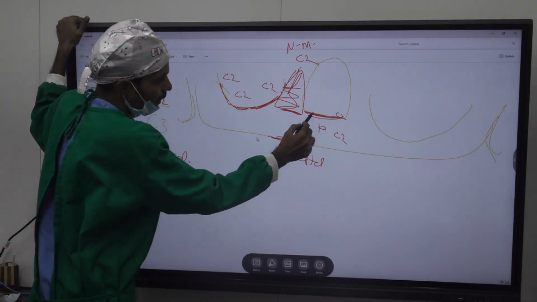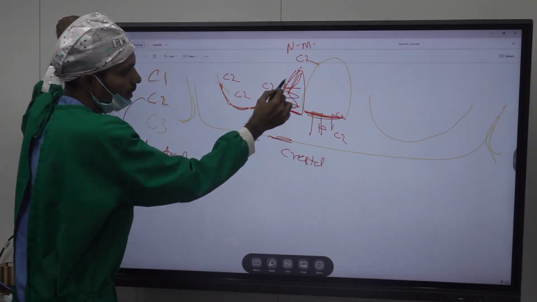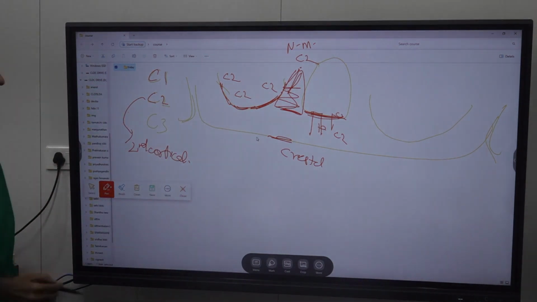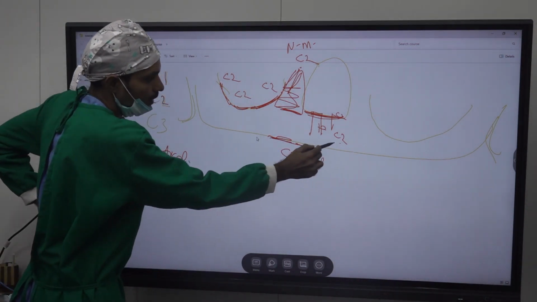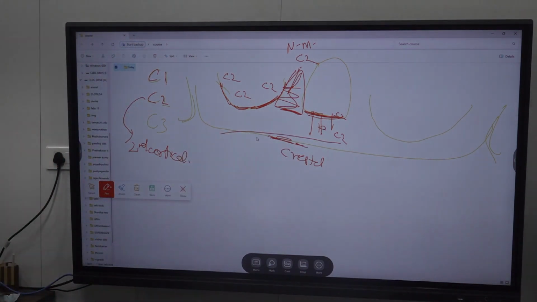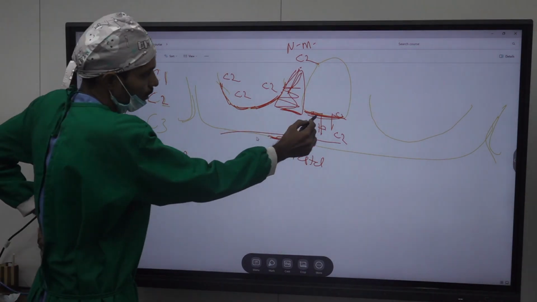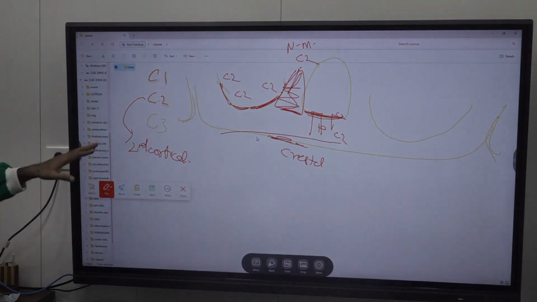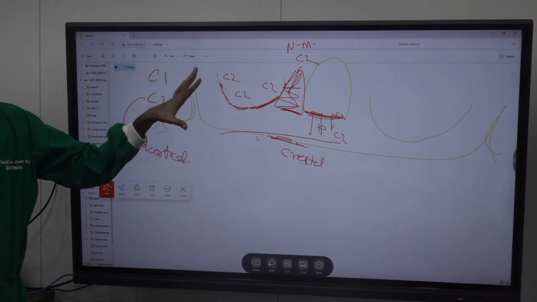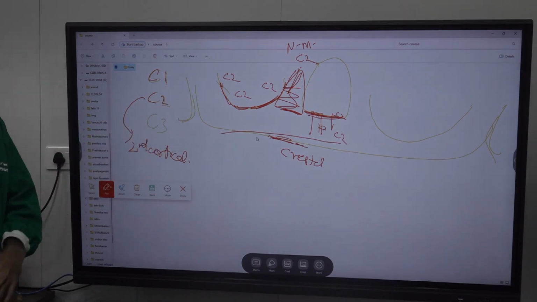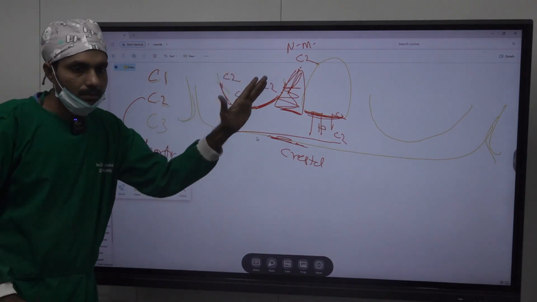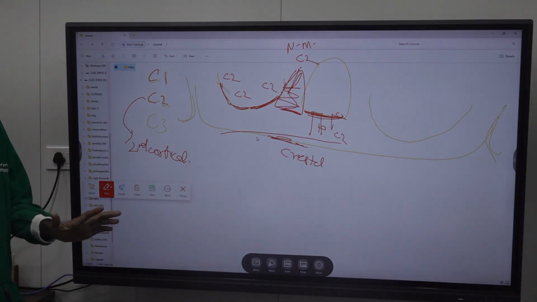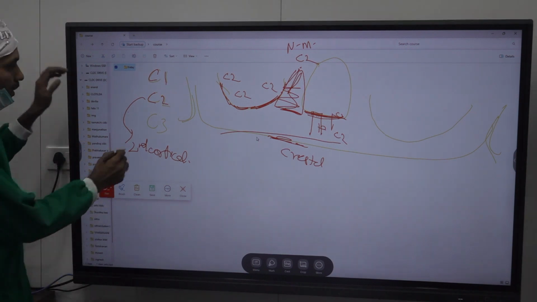So placing the implant and getting engagement from this C2 is the most important thing. Because many times the crestal bone will be bad, will be resorbed. So we need a longer implant to reach this C2. Our duty is to find where the C2 is present, where the C2 is hiding, so that we place the implant close to or engaging the C2. Your job is done. So what is C3?